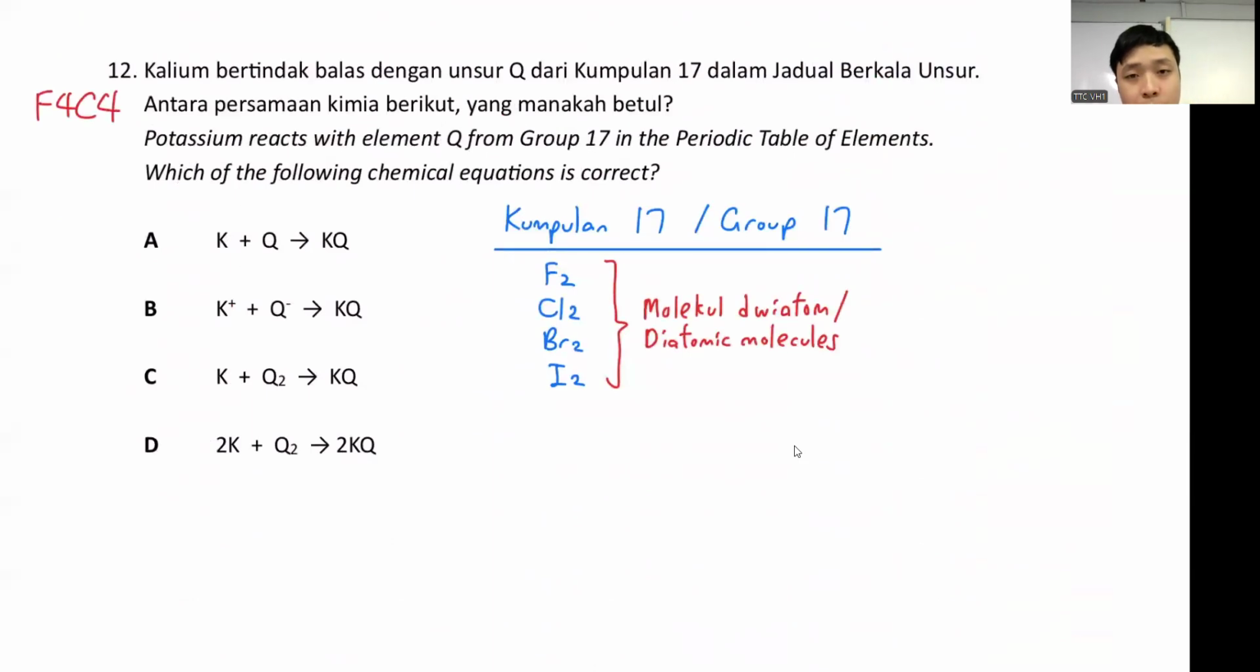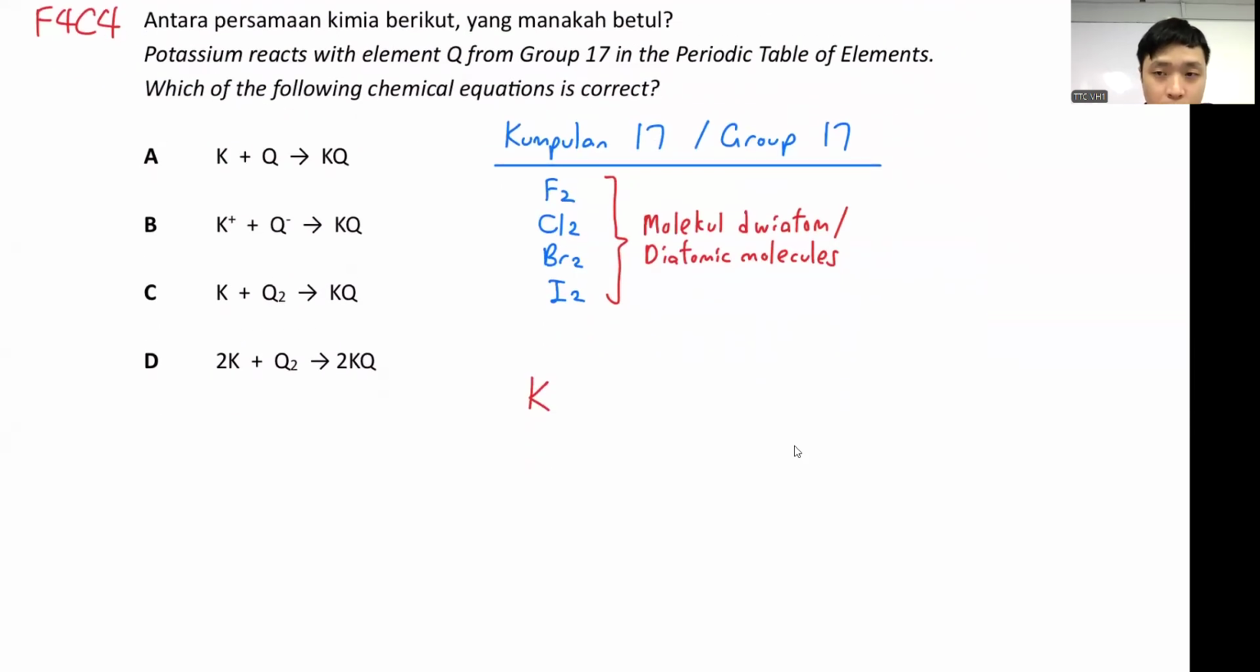Okay. 12. Potassium reacts with element Q from group 17. This one is also Form 4, Chapter 4. Which of the following chemical equations is correct? So potassium, what's the symbol? Potassium is K. Potassium, kalium. The symbol is K. So it's just K atom. K atom reacts with Q from group 17.